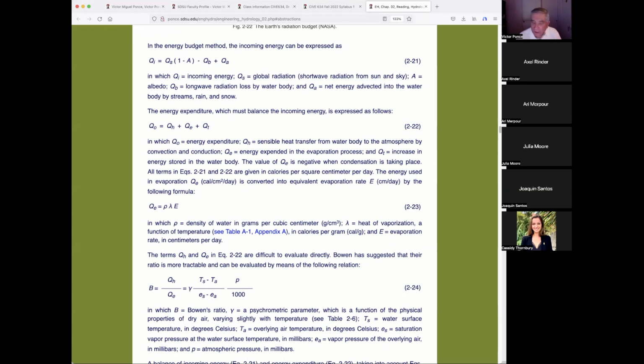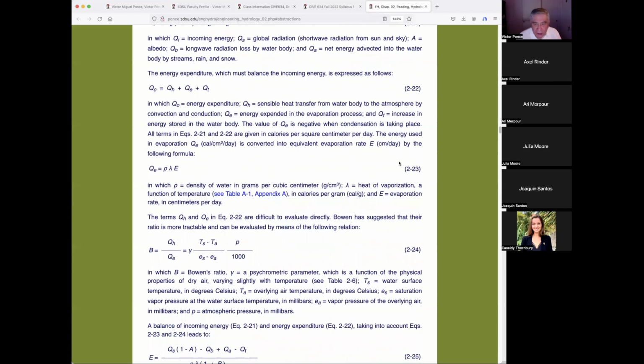Okay, let's go back now to this equation 223. Equation 223 says that you can take the energy used in evaporation, in calories per square centimeter per day, and convert it to the equivalent evaporation rate in centimeters per day by this formula. And this is the formula that we're going to use in our calculations later on. Energy equals rho, the density of water in grams per cubic centimeter. Lambda is the heat of vaporization, a function of the temperature.